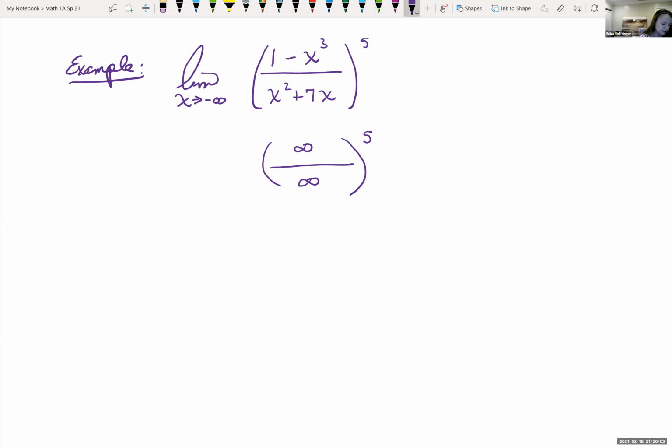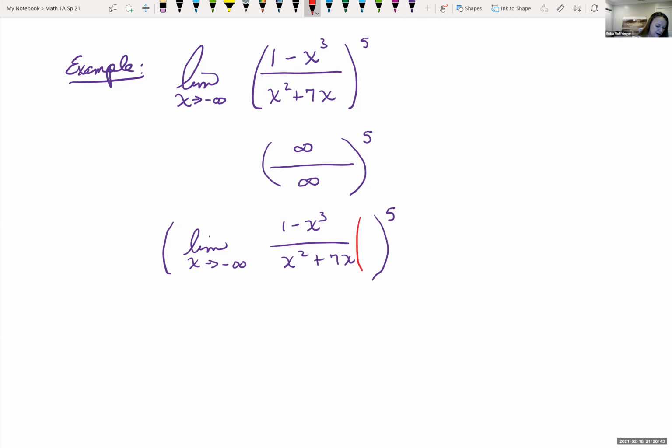We could use our rules of limits if we wanted, and say we're taking the limit of this rational expression, and then we're going to raise it to the 5th power out here. Again, infinity over infinity. But if we use that trick we were just doing, look at the variable raised to the highest power in the denominator. Notice that it's an x squared. So we're going to multiply every term by 1 over x squared.